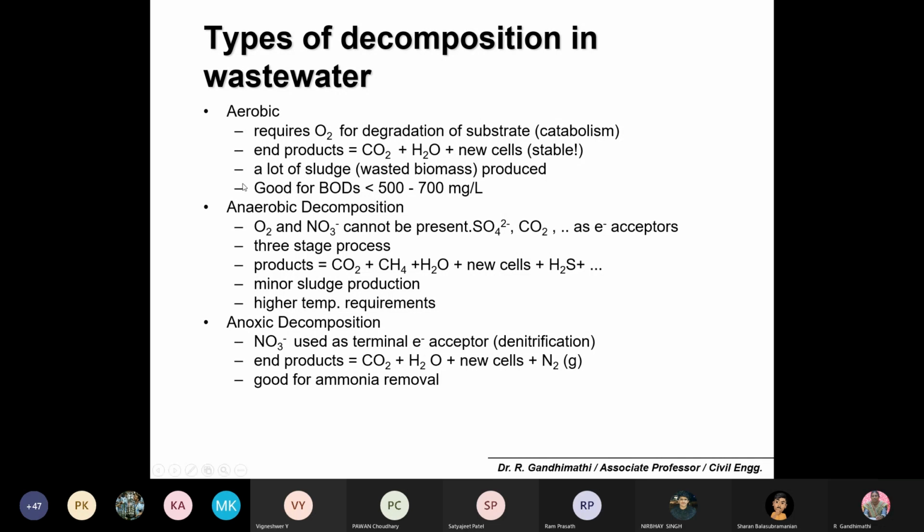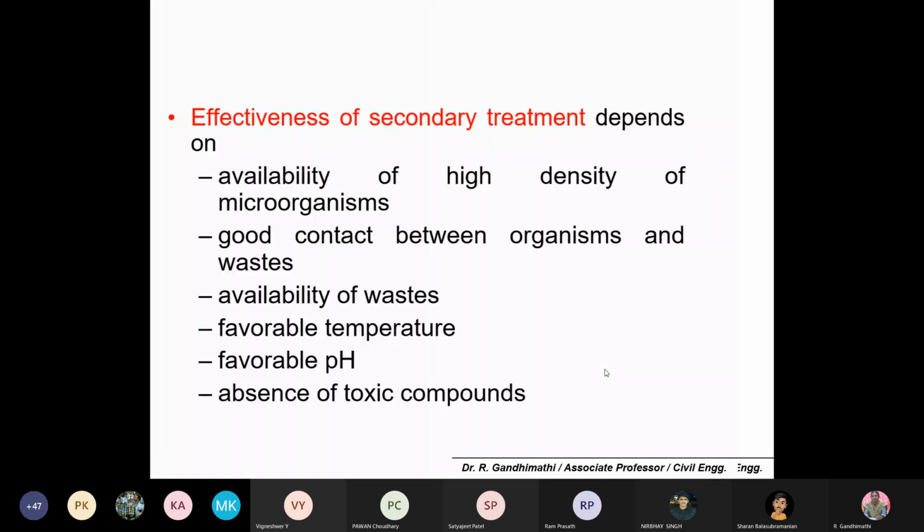Then the anaerobic decomposition does not require any oxygen. The end products are methane, carbon dioxide, water plus new cells. But this system requires a slightly elevated temperature to accelerate the decomposition process. Then in the anoxic system, nitrate is used as the terminal electron acceptor. Nitrate is converted into nitrogen gas. Therefore the main end products are carbon dioxide, water plus new cells plus nitrogen gas.